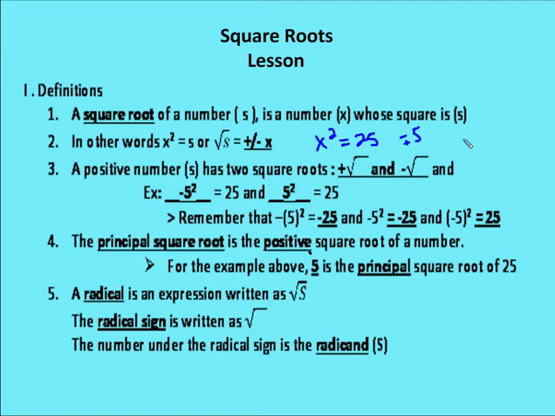All right, the principal square root is the positive square root of a number. So back to our example where we had x squared is equal to 25. The principal square root of 25 would be equal to 5. So it's the positive square root of that number.